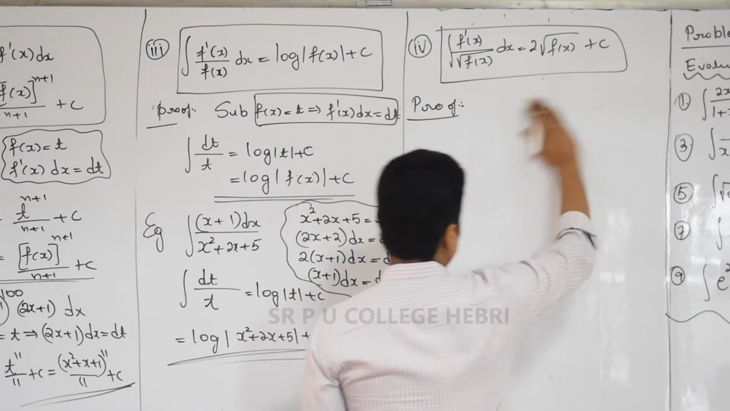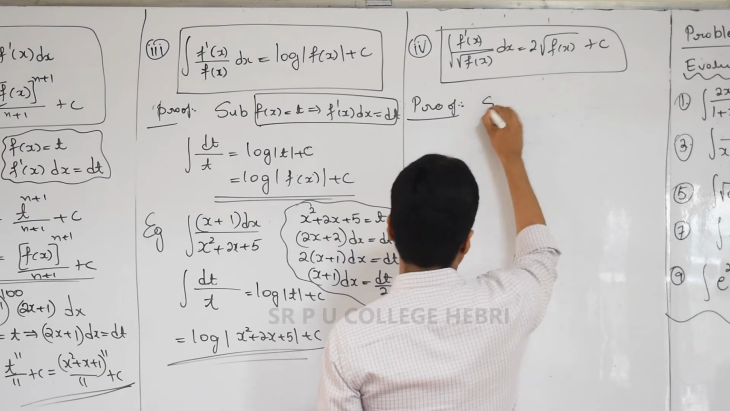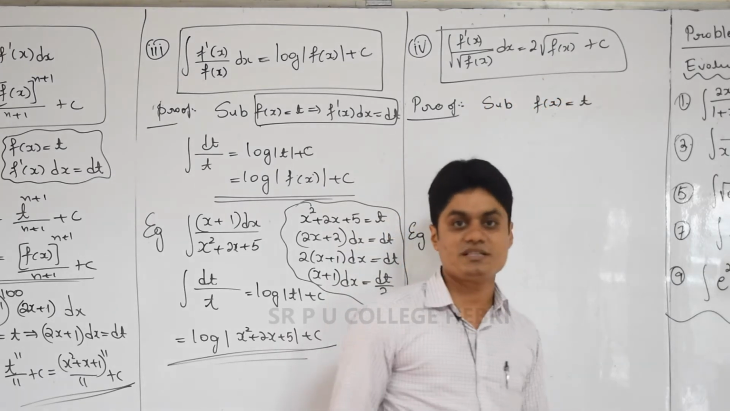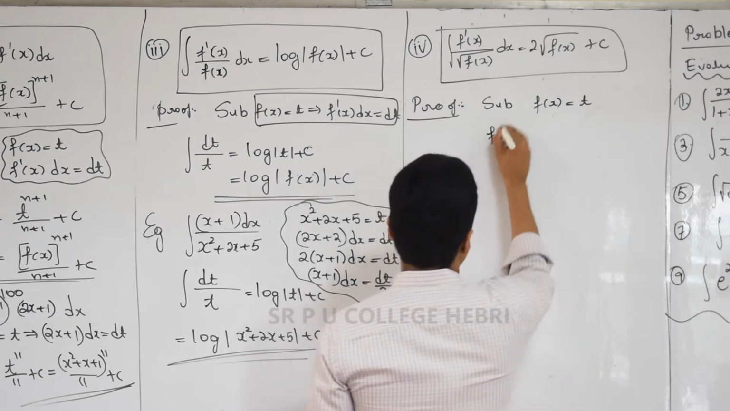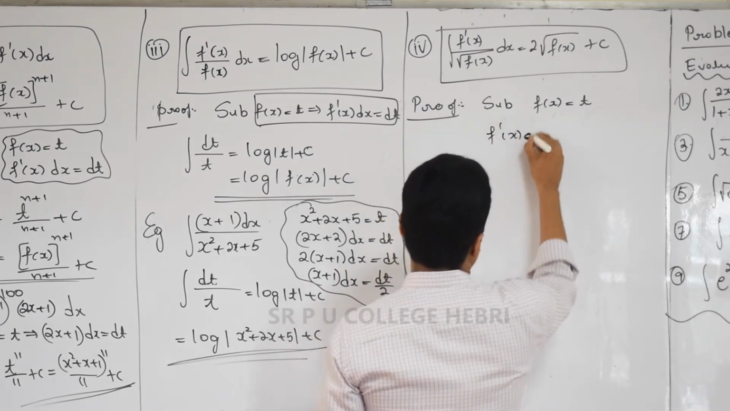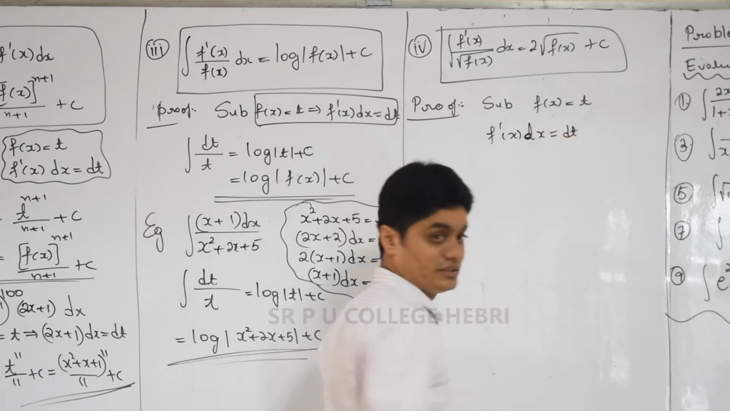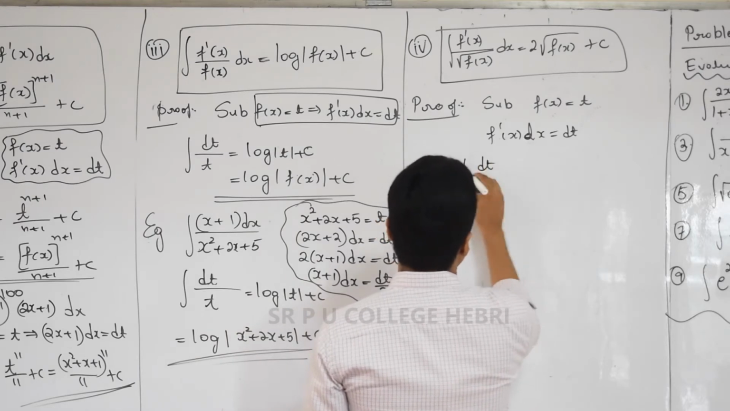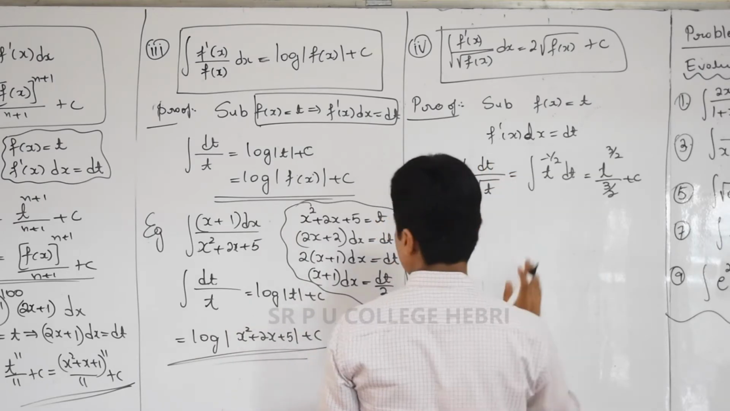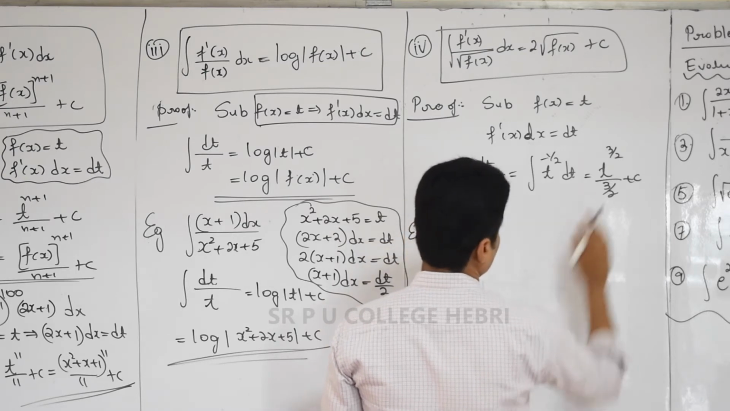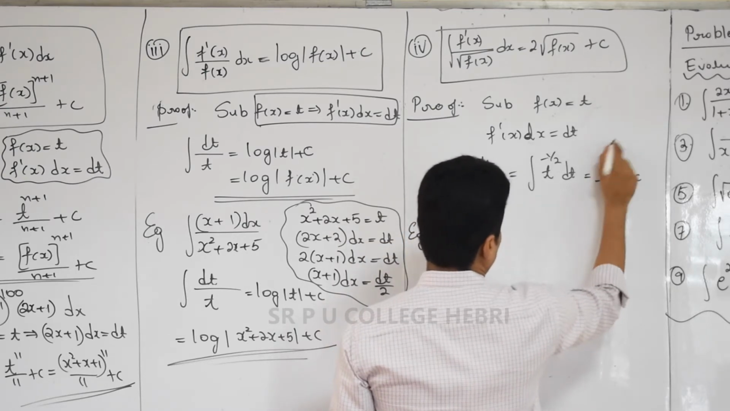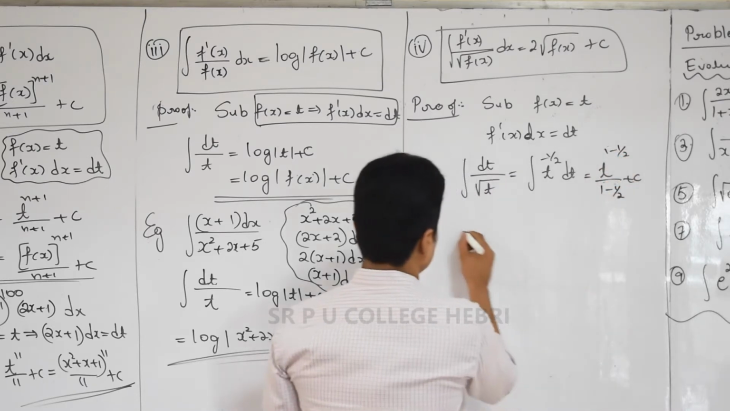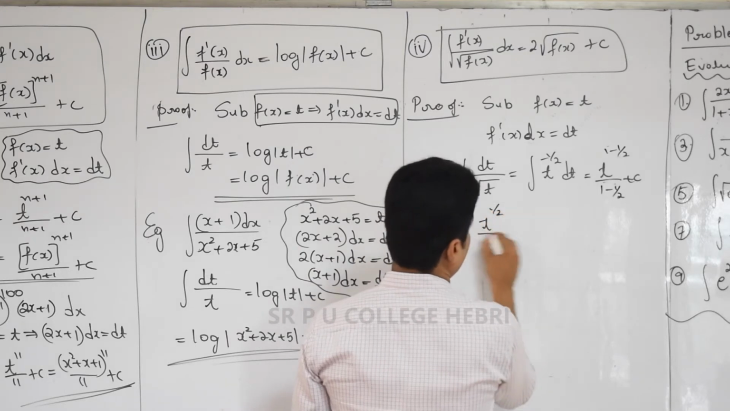So again, you observe in the last 3 problems, you are going to substitute the function which is other than f dash of x. So obviously, f of x must be substituted as t, right? So what is f dash of x? f dash of x dx is equal to dt. Bring these two in numerator, dt by root t, correct? t power minus half, correct? So what happens, 1 minus half by 1 minus half. So this will be t power half by half plus c.